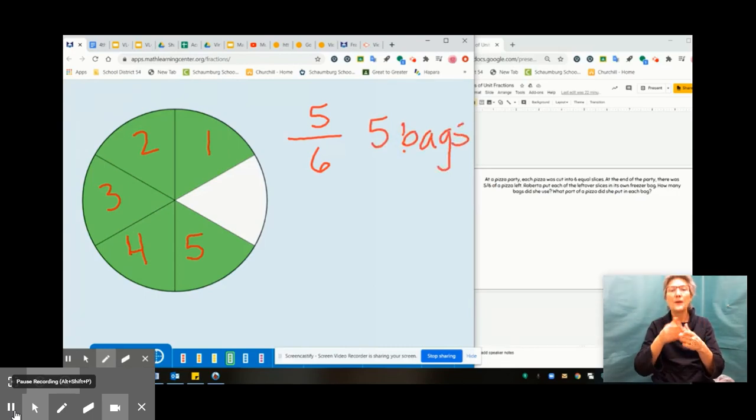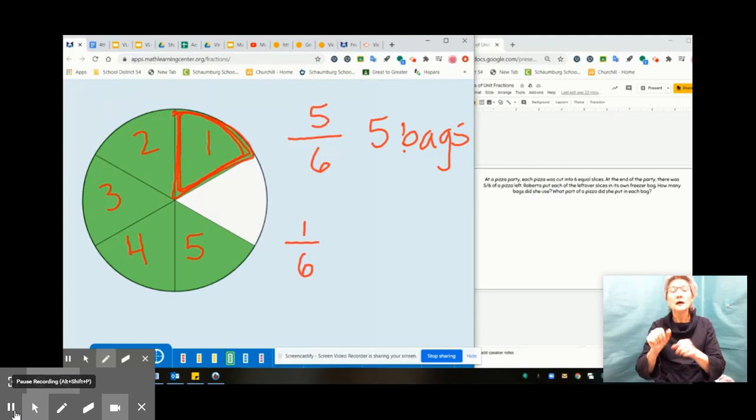So looking at the second question, it's saying what part of the pizza did she put in each bag? Well, I have to think about what fraction of the pizza each piece represents. I know that this is 1 slice out of a total of 6, right? Because my numerator tells me how many I'm talking about here, this 1 slice, and my denominator tells me how many parts in the whole, and I know that there were 6 slices in the whole pizza.